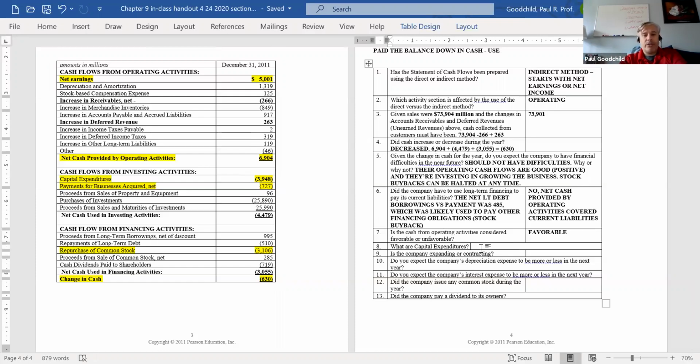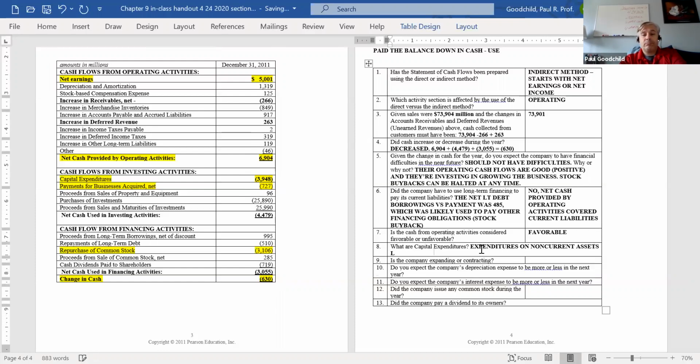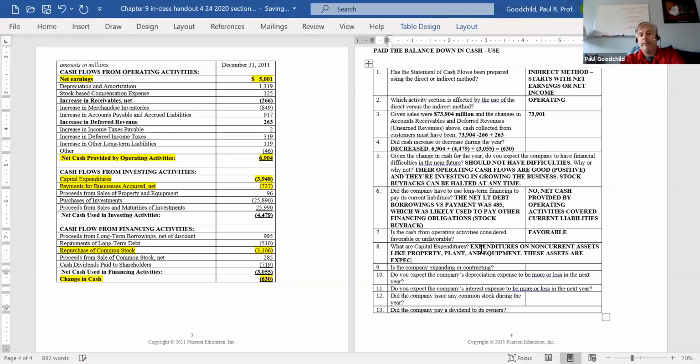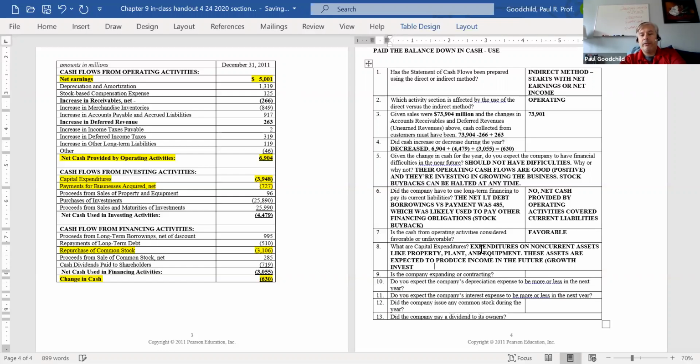And capital expenditures are expenditures on non-current assets like property, plant, and equipment. These assets are expected to produce income in the future. So these are growth investments.